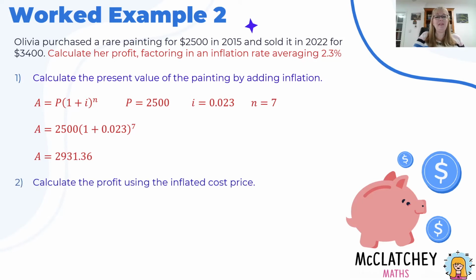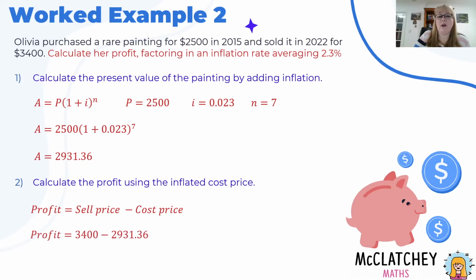Okay, now we're going to calculate the profit using that inflated cost price. We're going to subtract the cost price from the sell price. So we're going to do 3,400, take away this inflated value, and then her profit is not going to be what we thought it was going to be, $900. It's going to be $464, which is a little bit disappointing for Olivia. She hasn't made anywhere near as much as she thought she was going to make. About half of what she thought she was going to make. Power of inflation chewed up the value of her money.